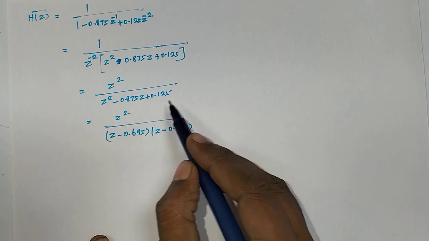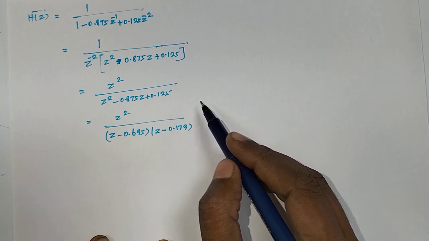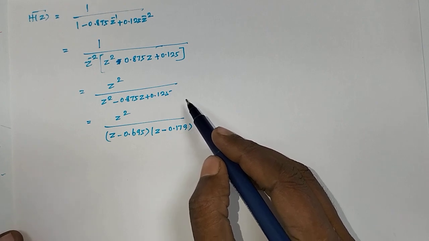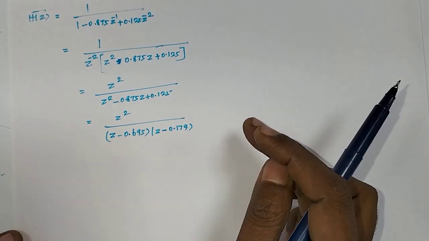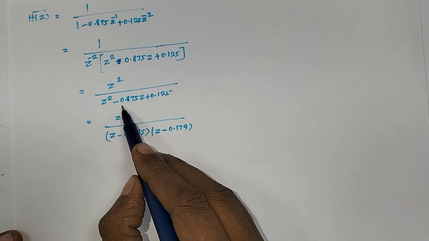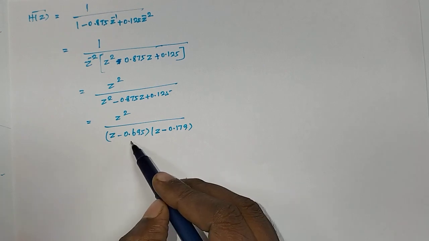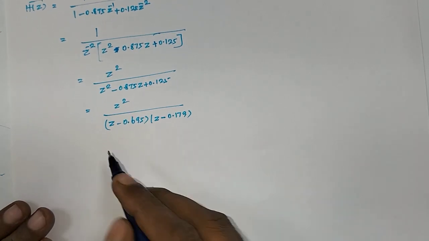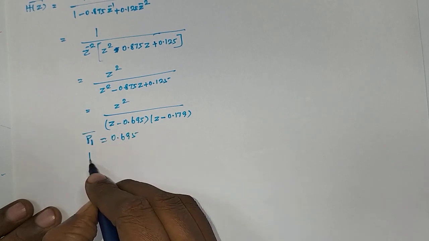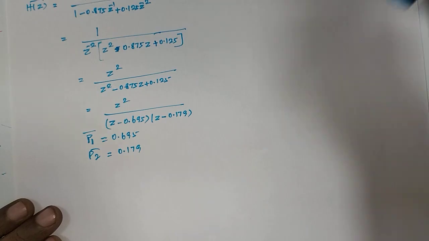You just apply the formula minus b plus or minus root of b square minus 4ac divided by 2a, or you can find the roots of the equation by using the calculator. In that calculator, press equation mode and then press degree 2. For a value put 1, b value as minus 0.875 and c value is 0.125. When you press equal to, it gives the first root value and the second root value. So from that, my new pole locations are 0.695 and 0.179.